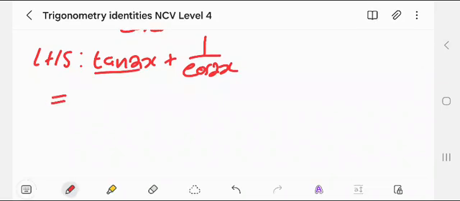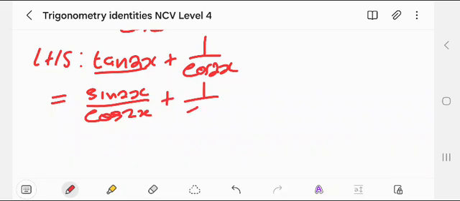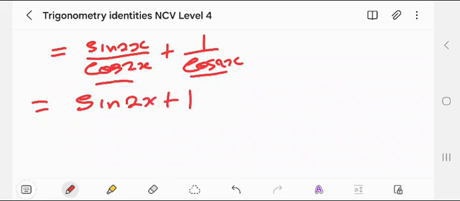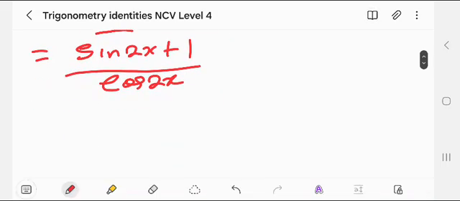So I'll simply change this. It's the same as sin 2x over what? Cos 2x. We know that. There we have 1 over cos 2x, right? Isn't it? So here our denominator is the same, right? So we'll add what is in the numerator. It will be sin 2x plus 1 over cos 2x. This is what we have.